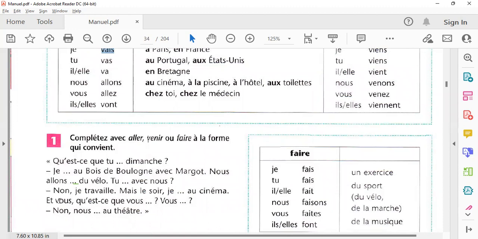Now, et vous, and you. He is asking, et vous, and you. Qu'est-ce que vous, then dash, then question mark. So please think and give me the correct answer from the verbs aller, venir, or faire. Any conjugated verb, but it should be according to the subject vous. So let's try.